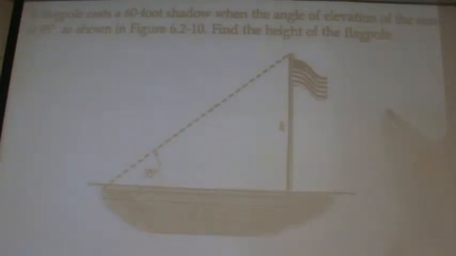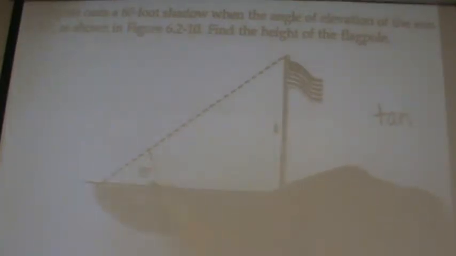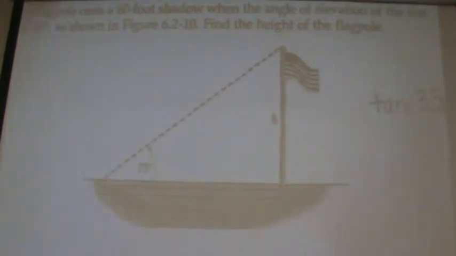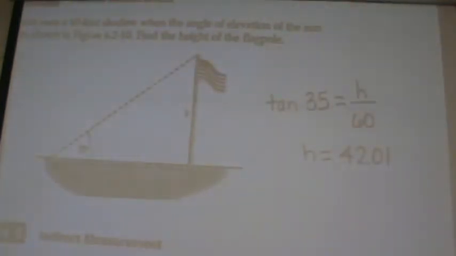What is it? Sine, cosine, or tangent? Tangent of 35 is opposite over adjacent, and then cross multiply. You're gonna get 42.01. Yep, I'm sorry. So opposite over adjacent.